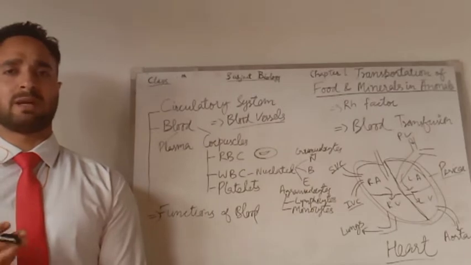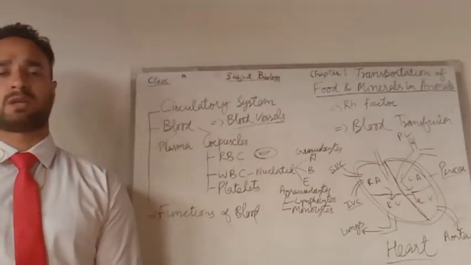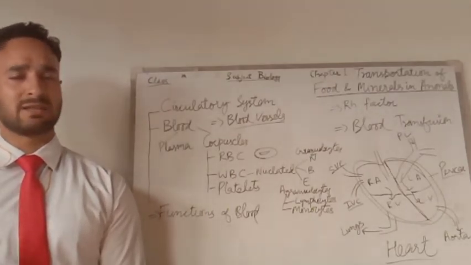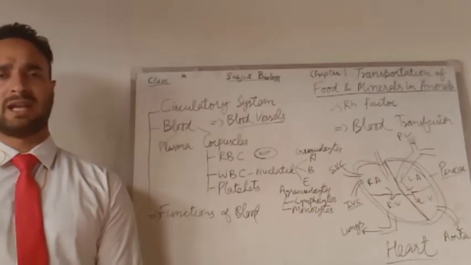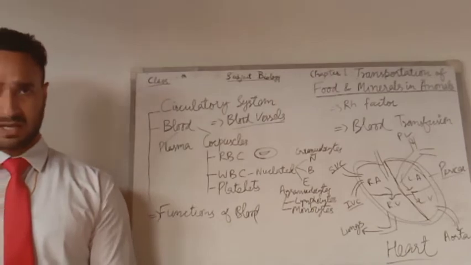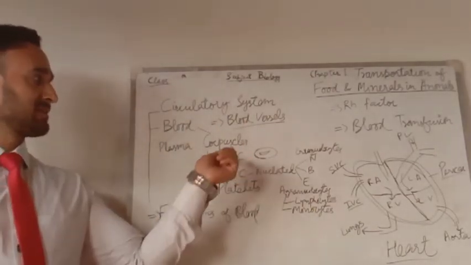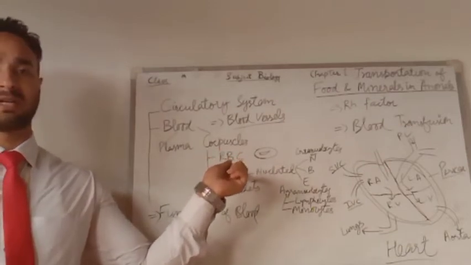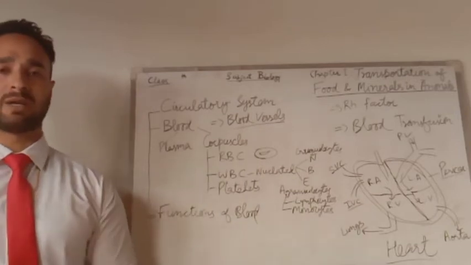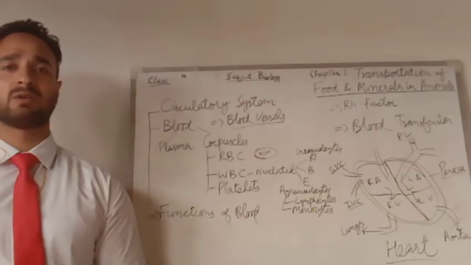This plasma is made up of about 90 to 98% pure water. The remaining 2 to 8% has some proteins, some waste products, and other things. So blood has two components. The liquid part is called plasma, and then there are the corpuscles or the cells, and there are three kinds of cells: RBCs or red blood cells, which we call erythrocytes, then WBCs, white blood cells or leukocytes, and platelets or thrombocytes.